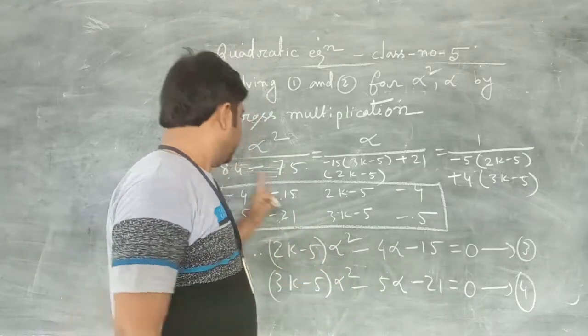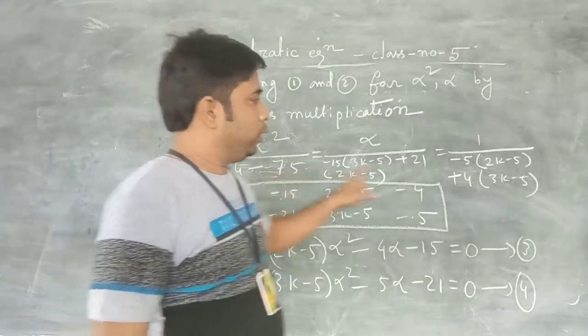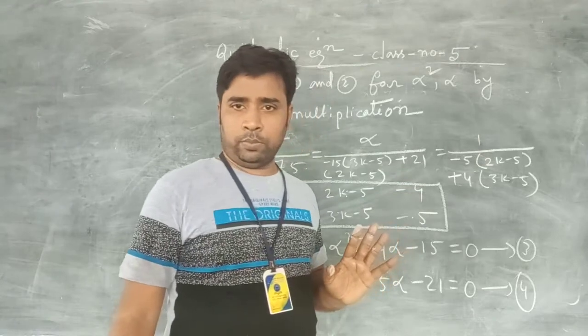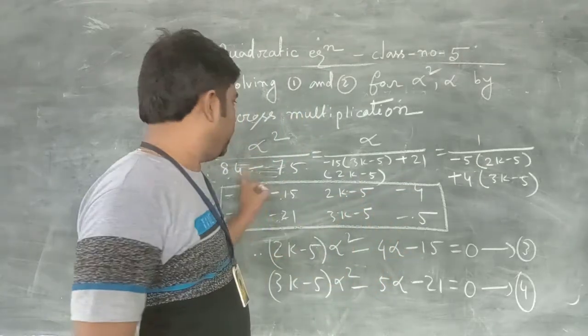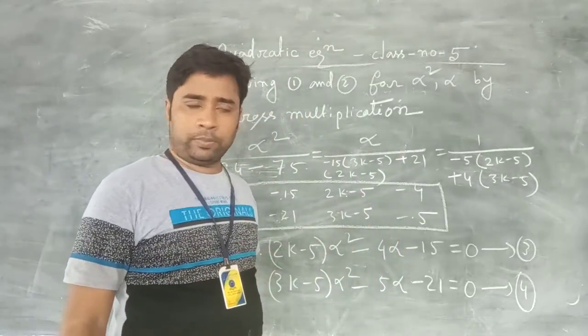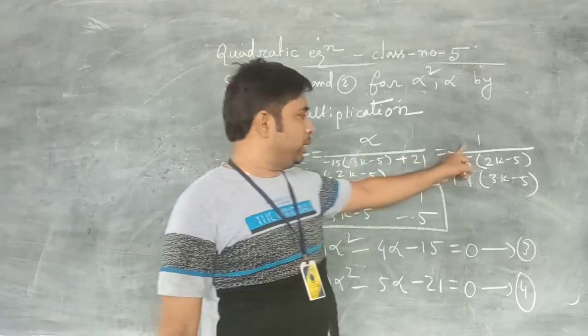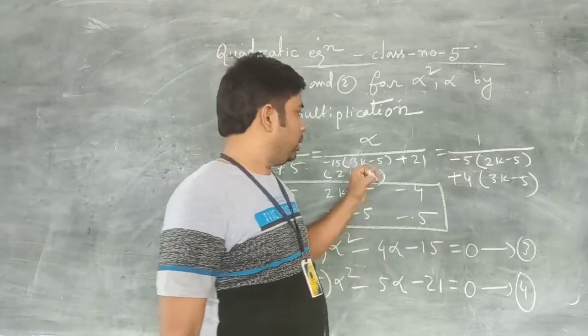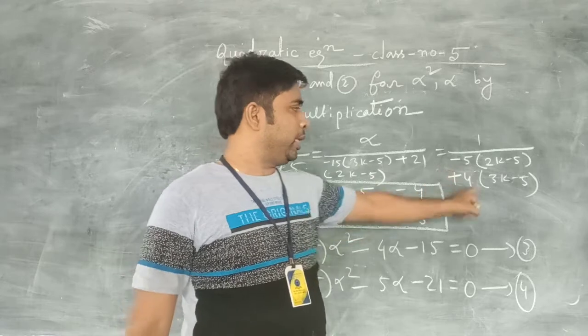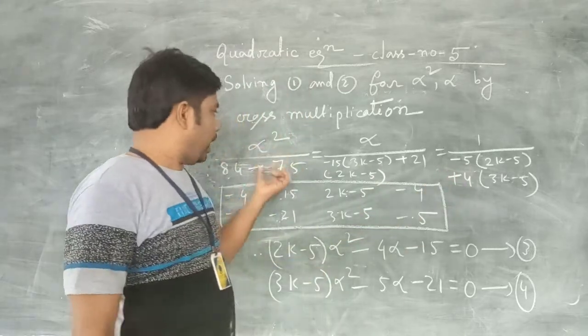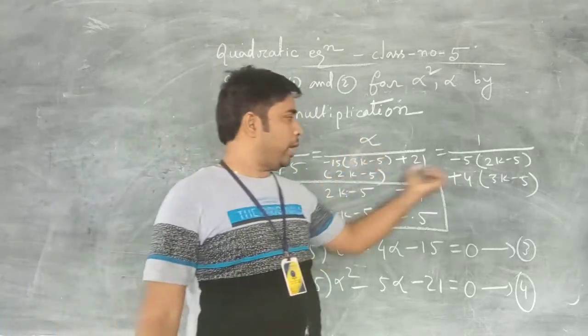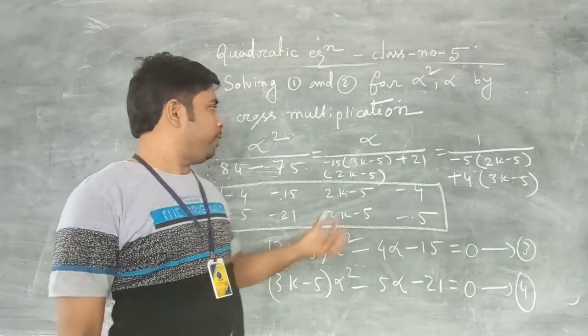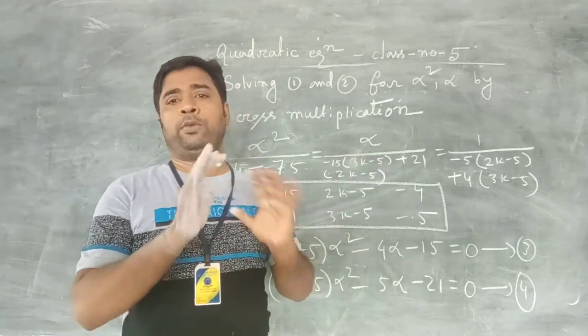Again I am telling you, this is 84 minus 75. So 1 by this one. Whatever is the value, we are getting the value of alpha square. This by this, so from here we shall get the value of alpha. Here we got alpha square equal to something. Here we got alpha equal to something. Now in place of alpha square, you put the value of alpha. You will get the value of k.